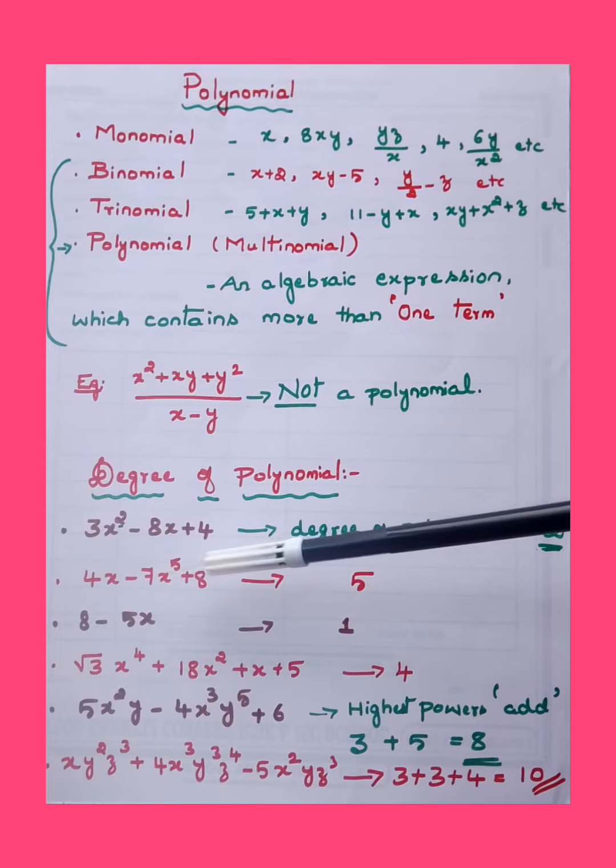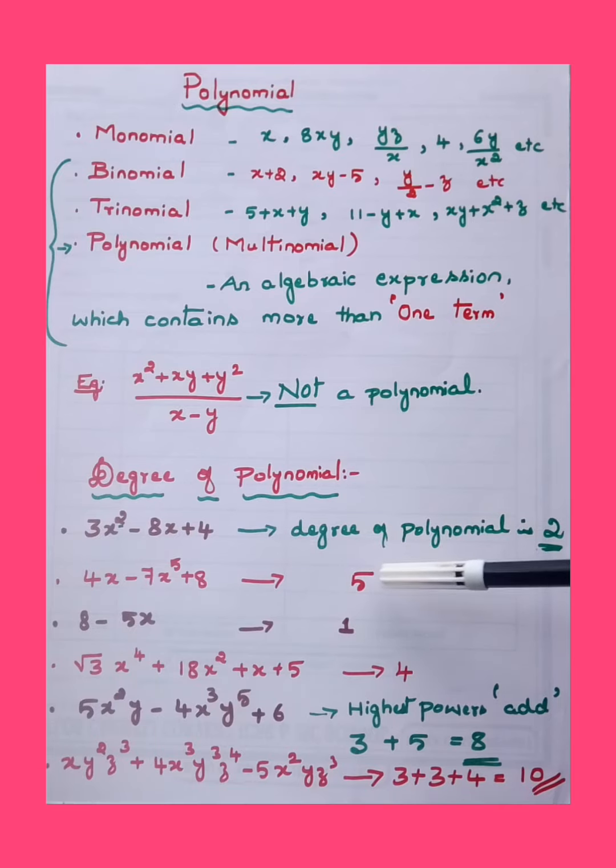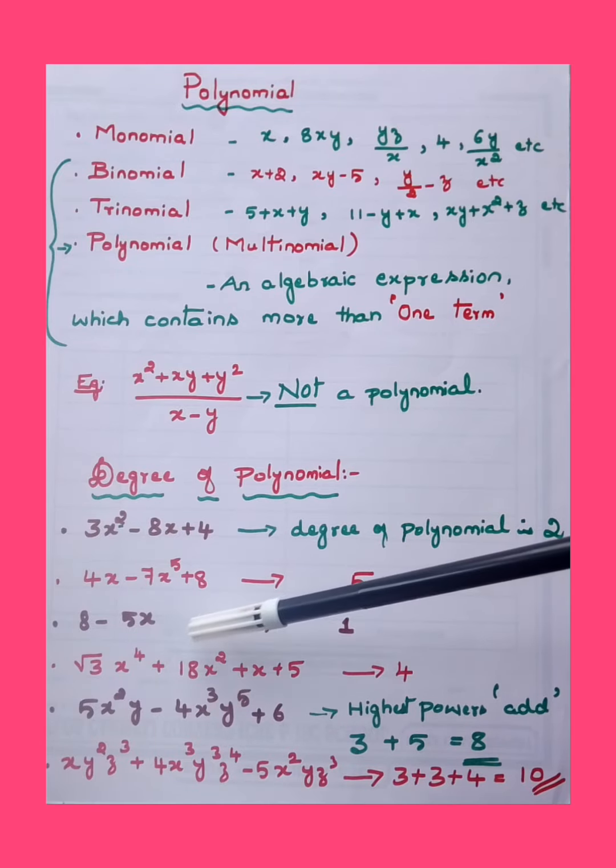Next one, you can see again x is given. The highest power is 5, so x to the power of 5. Hence the degree of the polynomial is 5. Next one, 8 minus 5x.